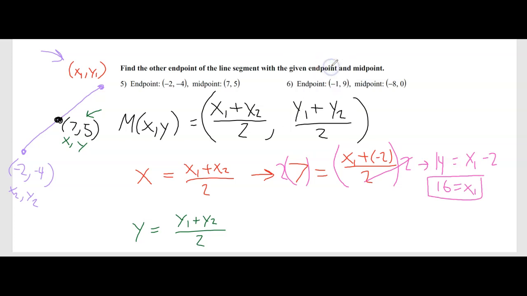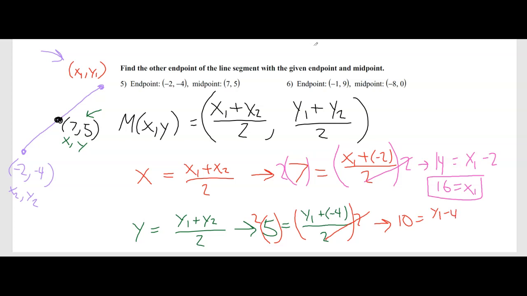If I come down here, I know that my y value for the midpoint is 5. I don't know what my y1 is. I know that my y2, though, is -4. And that's all going to be over 2. Well, I'm going to do the same thing. I'm going to multiply both sides by 2. That's going to give me 10 is equal to, those two simplify, y1 minus 4. And then if I add 4 to both sides, I'm going to get 14 is equal to y1.